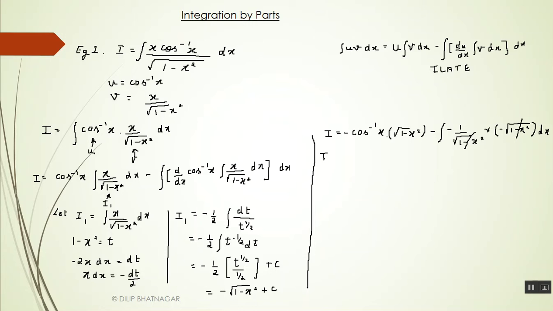so I'll get I is equal to minus root of 1 minus x square cos inverse x minus integration of 1 dx, which is x, plus c. So this is my first sum. Let's go to the next.